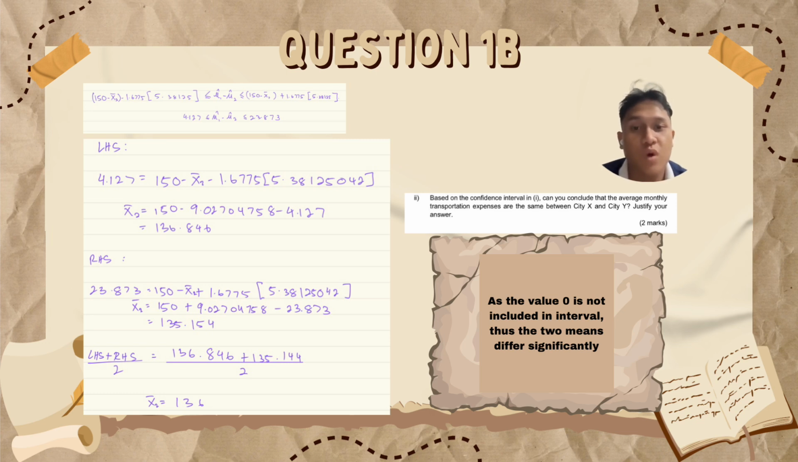Next, move on to question 1B2. Based on the confidence interval in 1, can you conclude the average monthly transportation expenses are the same between city X and city Y? Justify your answer. So the answer would be no. As the value 0 is not included in the interval, thus the two means differ significantly.